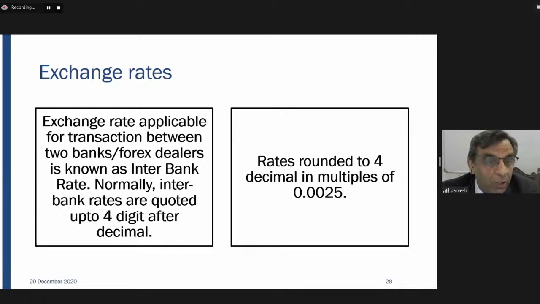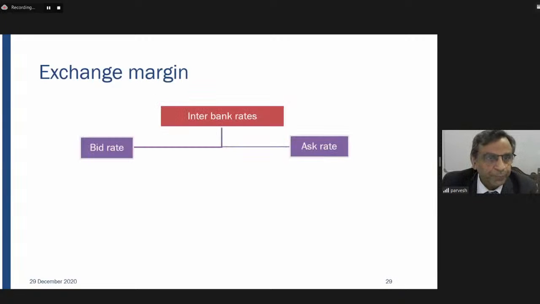So there is always a rounding off which takes place. Okay, so the last 2 digits will always be either 25 or 50 or 75 or 00. So it can't be an odd amount. Okay, so always, when the rates are presented to the customers, they will be rounded off. Of course, the rate can be in odd numbers, but when the actual transaction happens, they are generally rounded off to 0.0025.